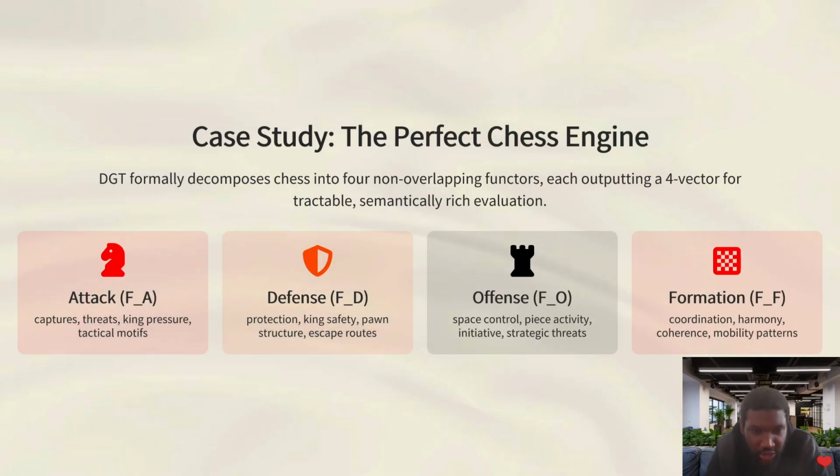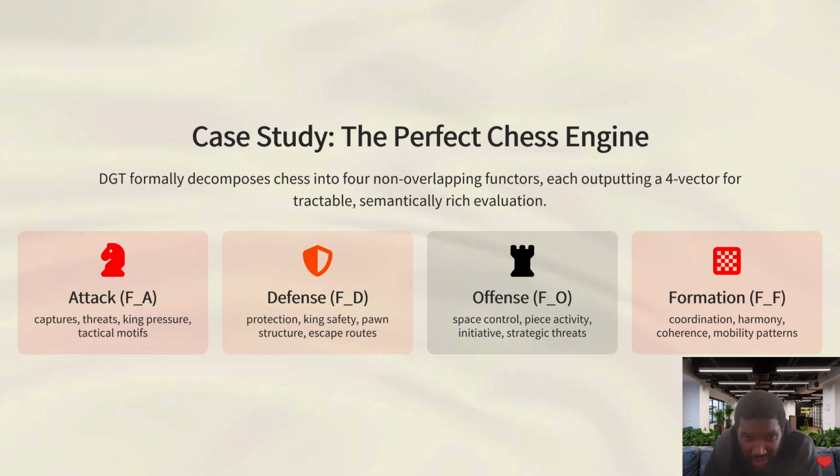Now, dimensional game theory decomposes chess into four overlapping structure functors, each outputting a four-vector ability, semantic relation. The attack dimension captures threat, king, pressure, tactic morphisms. This is like an attack, how to get a capture. The defense: protecting kings, pawns, structure, escape routes. And then offense: spacing, piece activity, initiating. The offense is more analytical, but you can use the offense to your advantage.